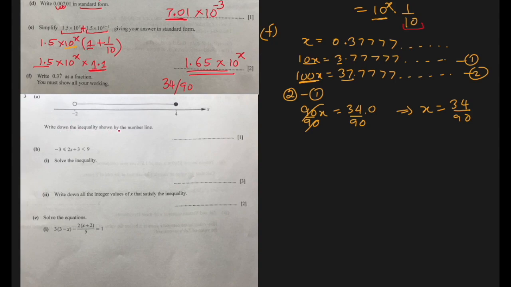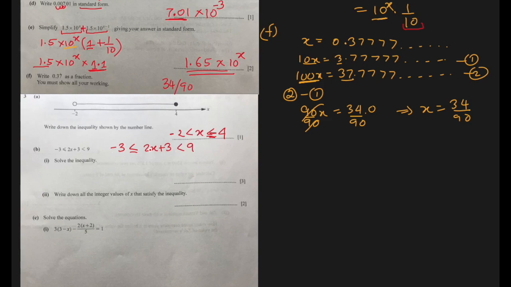Question number 3. Write down the inequality shown by the number line. So whenever you have such a thing, this is white, this is dark, that means the smaller number is not equal to x, but the upper number is equal to 4, and there will be an equal sign here but not there, and the number lies between -2 and 4, only 4 included. That's what it means. Solve the inequality. Let's rewrite the inequality. -3 less than or equal to 2x plus 3 less than 9.